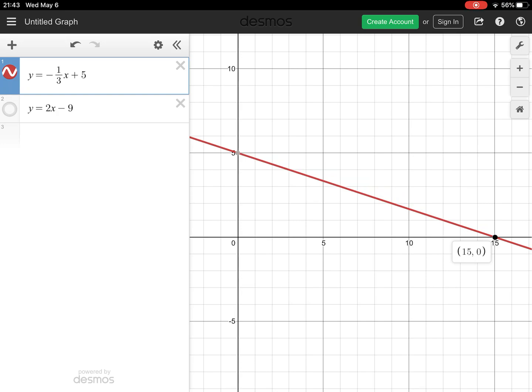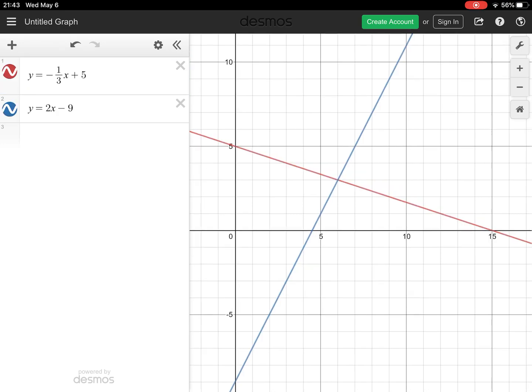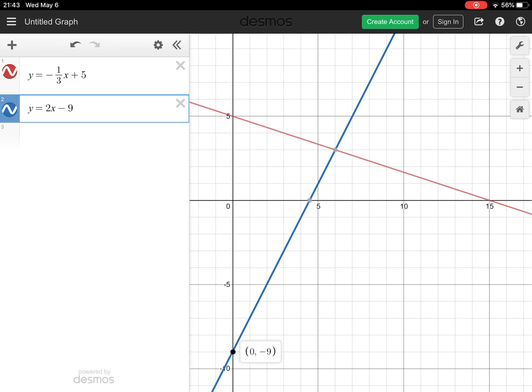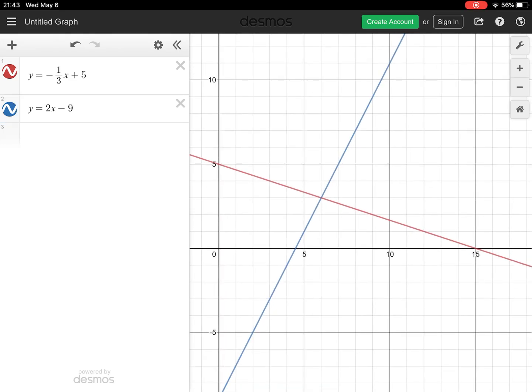And let's see our second linear equation right there, y = 2x - 9. There's our y-intercept, there's our x-intercept. And we can see that they meet at that point right there. So Desmos will show you right away where these two graphs will meet. And it'll identify for you, and you just tap it, and it will tell you the point where they meet.